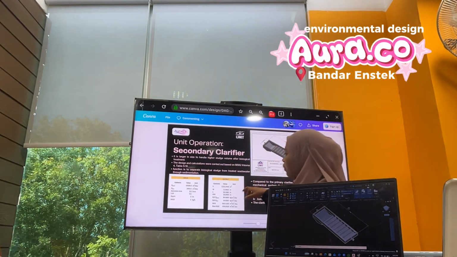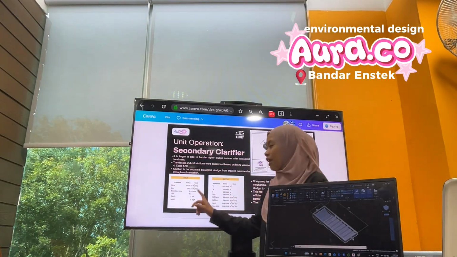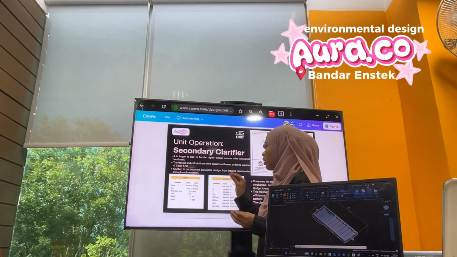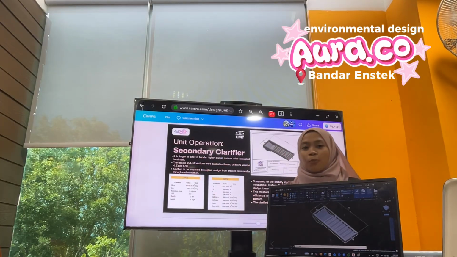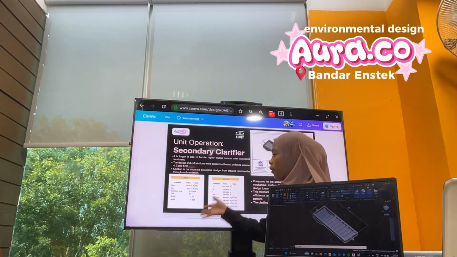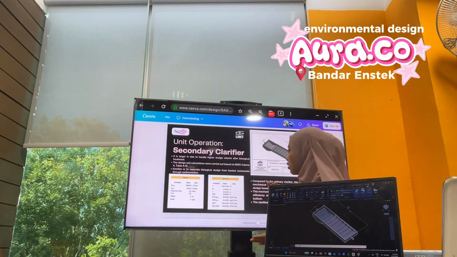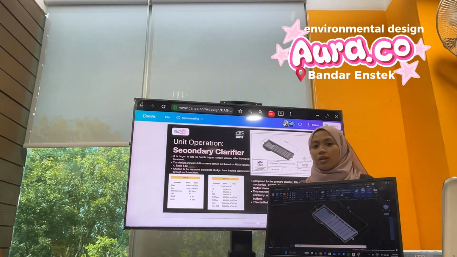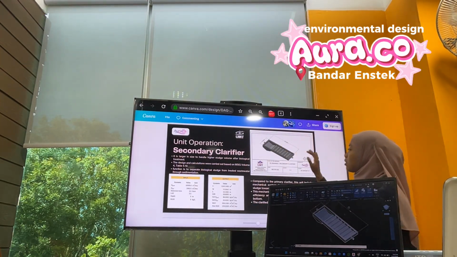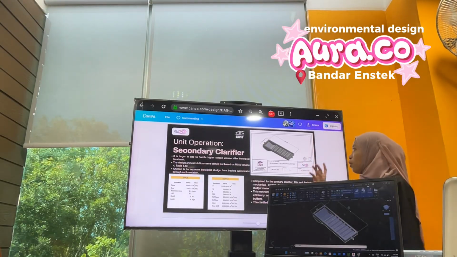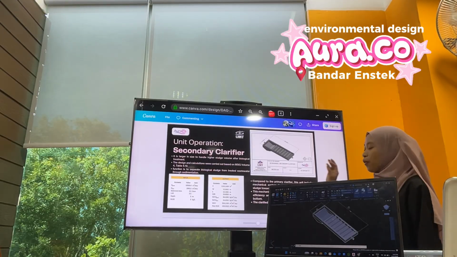So if we can see here, at retention time, the secondary clarifier is a bit faster compared to the primary clarifier, which is 1.5 hours. The function is to separate biological sludge from treated wastewater through sedimentation. So this is our design. This is the length, 33.2 meters, and 11.07 meters for width.